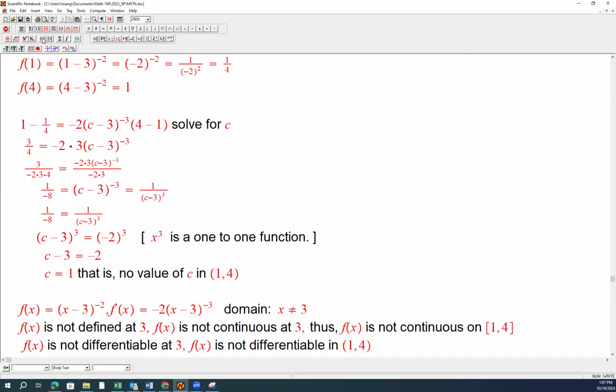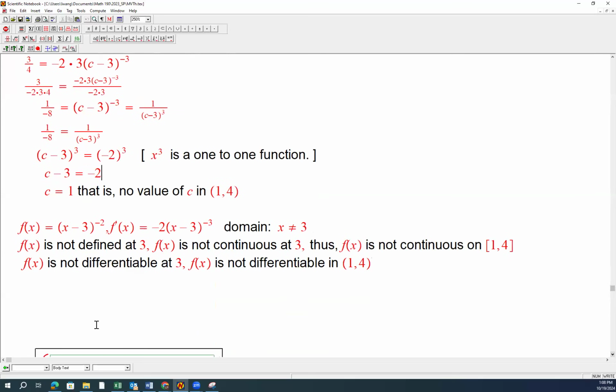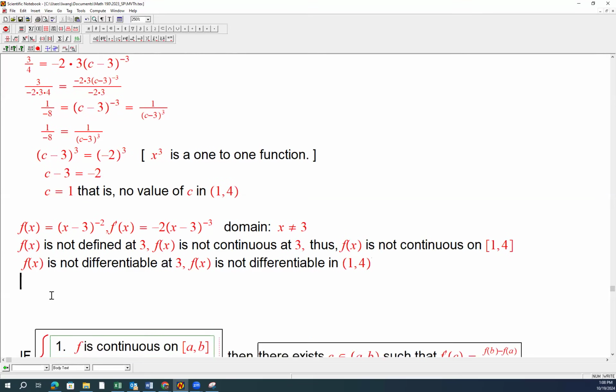Okay, do we need this much to say that the theorem does not apply? No, we don't need this much. As soon as you have recognized the function is not continuous on the interval, then the theorem does not apply. But by mentioning the differentiability, I just want to emphasize the relationship between continuity and differentiability. All right, so let's look at the last one.